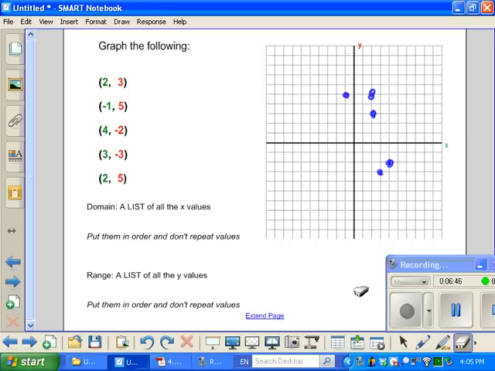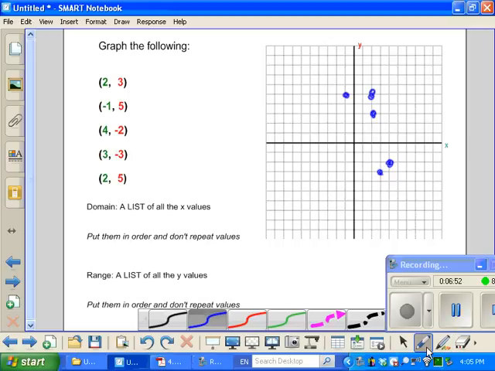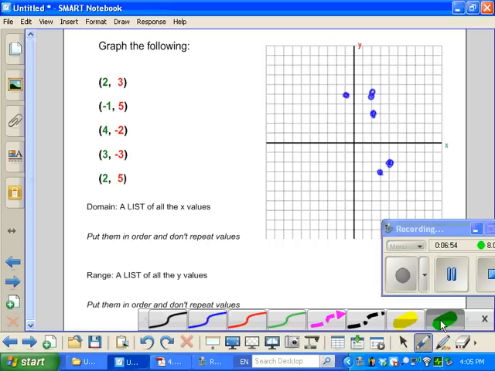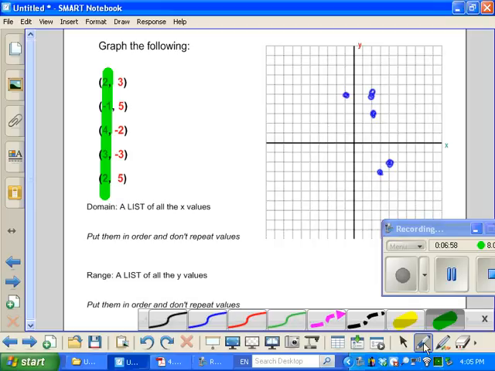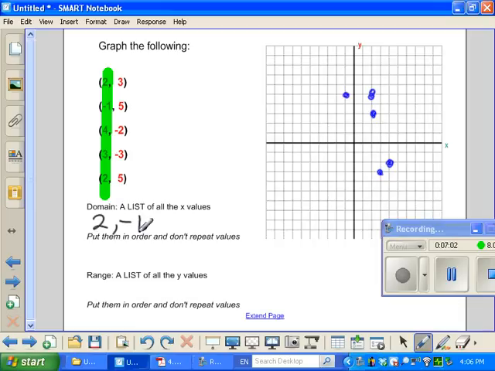Okay, so what the domain is, and you can see by my slide here, it says a list of all of the x values. Well, we can pretty much clearly just take a look straight up and see these are all of the x values, right? So let's put them in a list. Let's write them down. You've got 2, you've got negative 1, you've got 4, you've got 3, and you've got 2. But you'll notice I made this point right below: put them in order and don't repeat the x values, just to be clear.